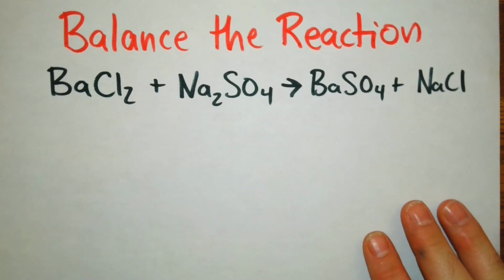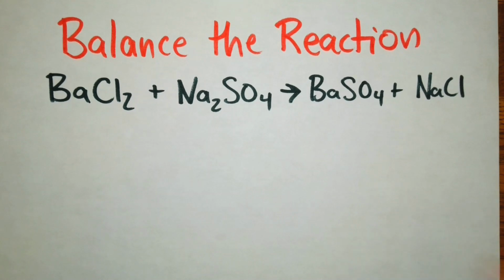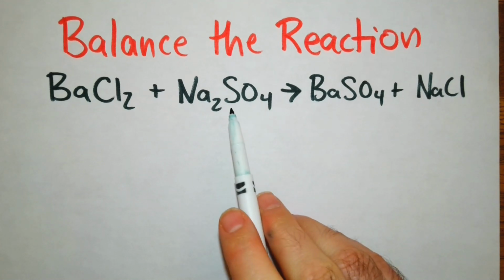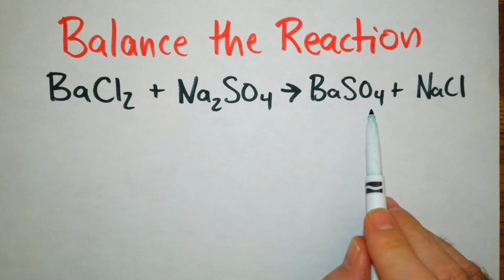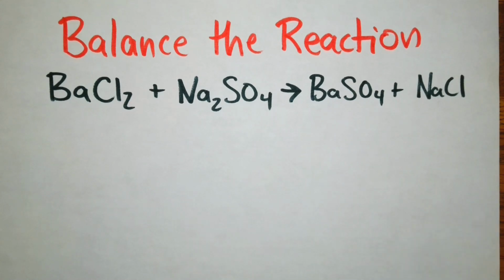The example we're going to be exploring here is barium chloride reacting with sodium sulfate. Something to note here: whenever you notice that there are polyatomic ions such as SO4, it is often useful to just group those together. If you see them on both sides of the equation, group them together because they travel together.